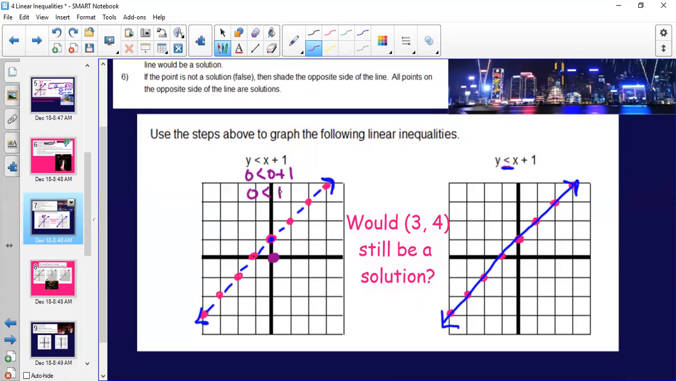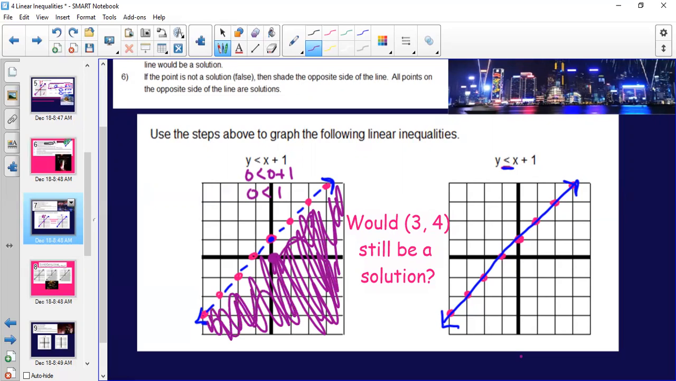And remember, I have to shade my solutions. Because this is a solution, I would need to shade all of the points on that side. And I only have to test one. If that one point works, that means all the points on that side are going to work. If it didn't work, I would have shaded the opposite side, but that wasn't the case. It worked, so I shaded the side that it was on. I would do that same one over here. Is 0 less than or equal to 0 plus 1? Well, 0 is less than or equal to 1, so I would shade that side.